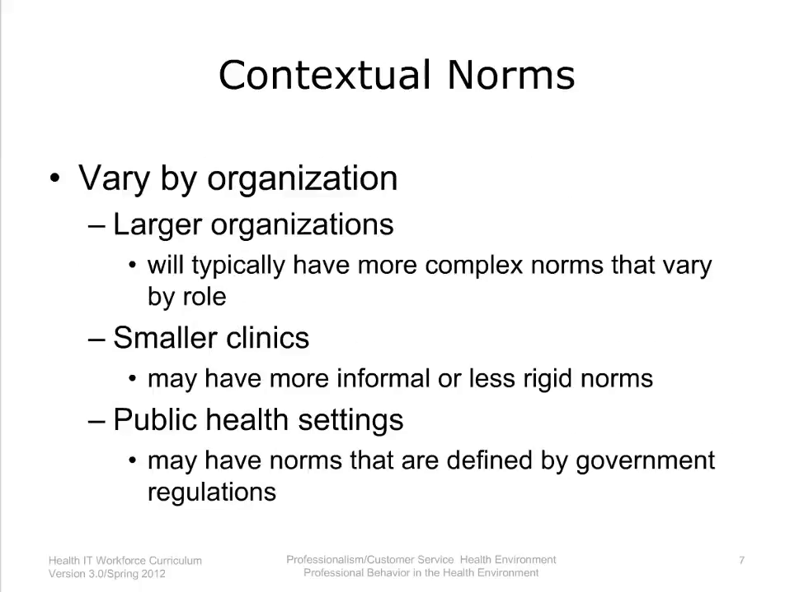Different organizations and settings will have different norms. Large organizations with many professional roles will often be more complex and hierarchical in their accepted behaviors and attitudes, and norms will be more clearly defined by role. In contrast, smaller clinics and offices will typically be less formal and rigid. People may have responsibility for multiple roles and develop their own norms as a result. As governmental agencies, public health settings may reflect behaviors and attitudes that are defined by governmental regulations.